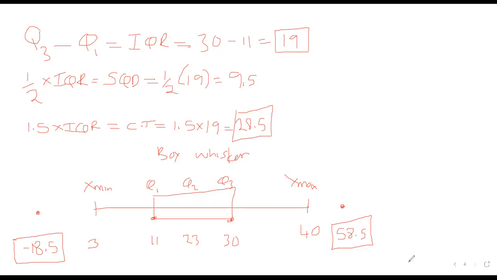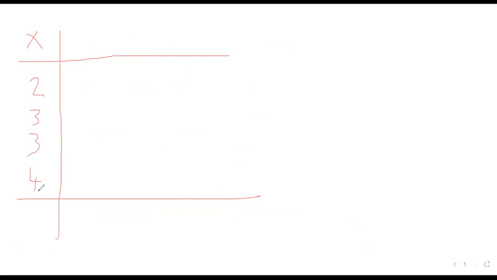Still on ungrouped data, you could be given figures like 2, 3, 3, 4. You square them here: 4, 9, 9, 16. The total here is called the summation of x. The total here is summation of x squared. What do we get here? 38.